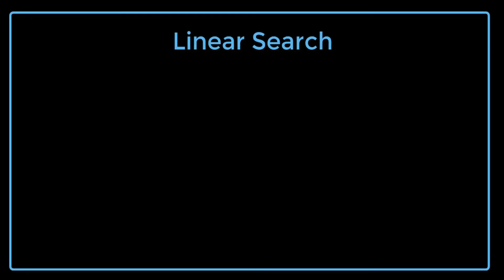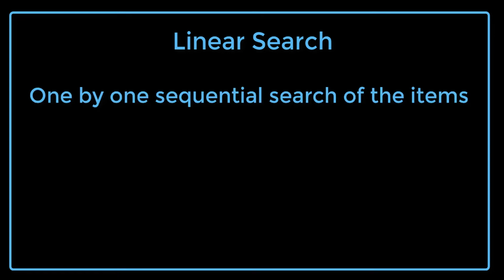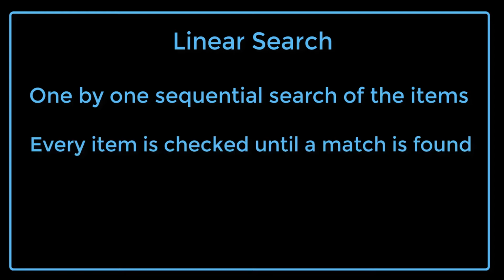In this lecture, we will learn what a linear search is and how to implement a linear search in Java. A linear search is a one-by-one, sequential search of the items. Every item is checked until either a match is found or the end of the collection is reached.